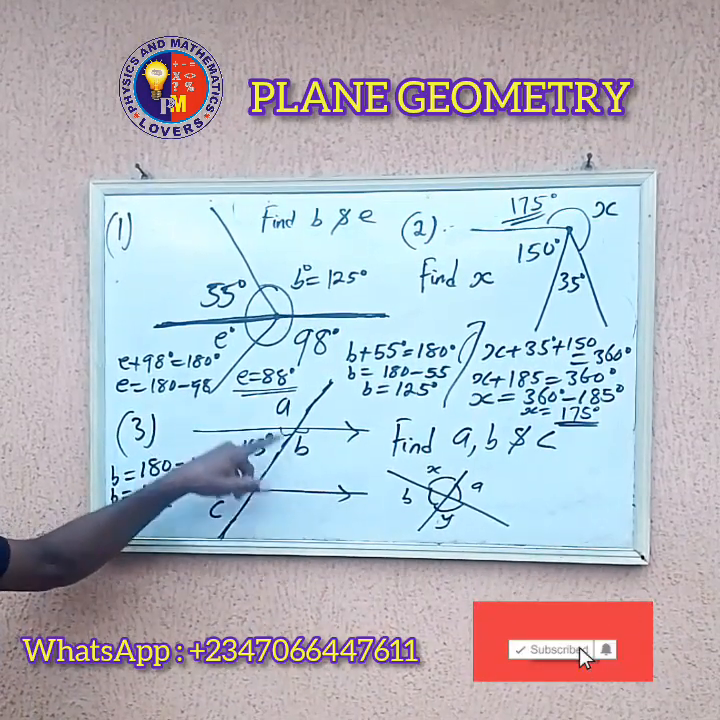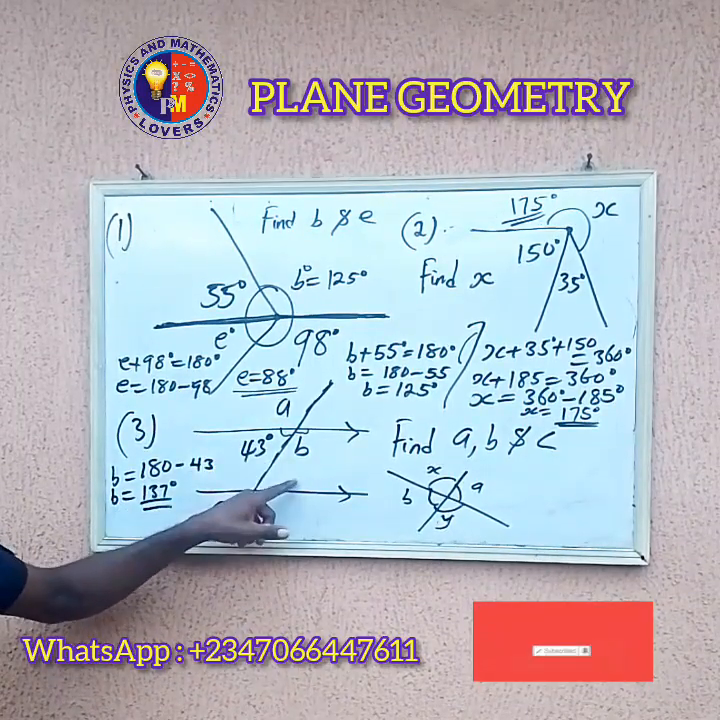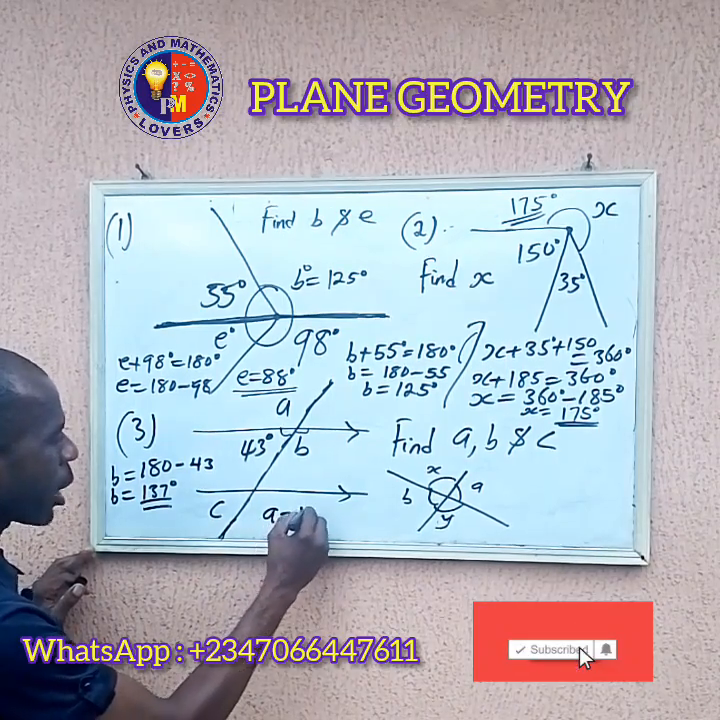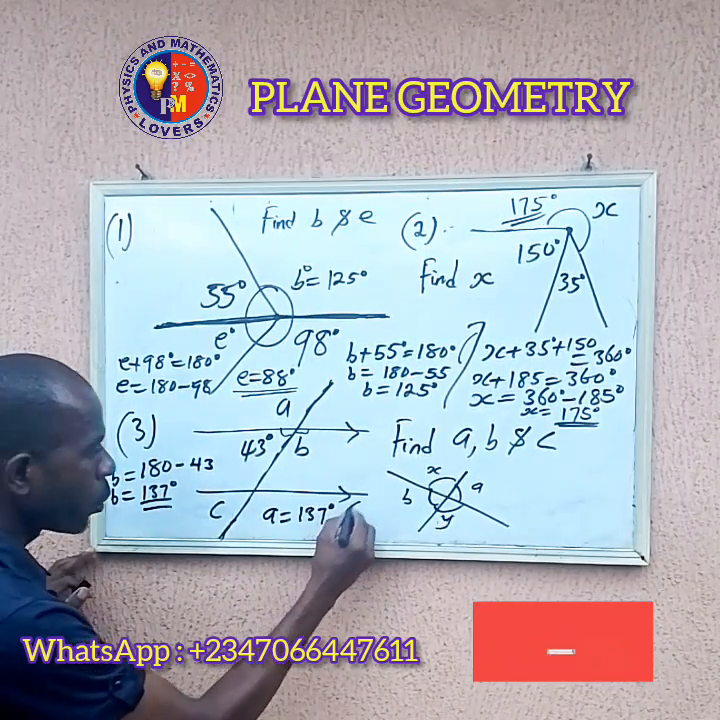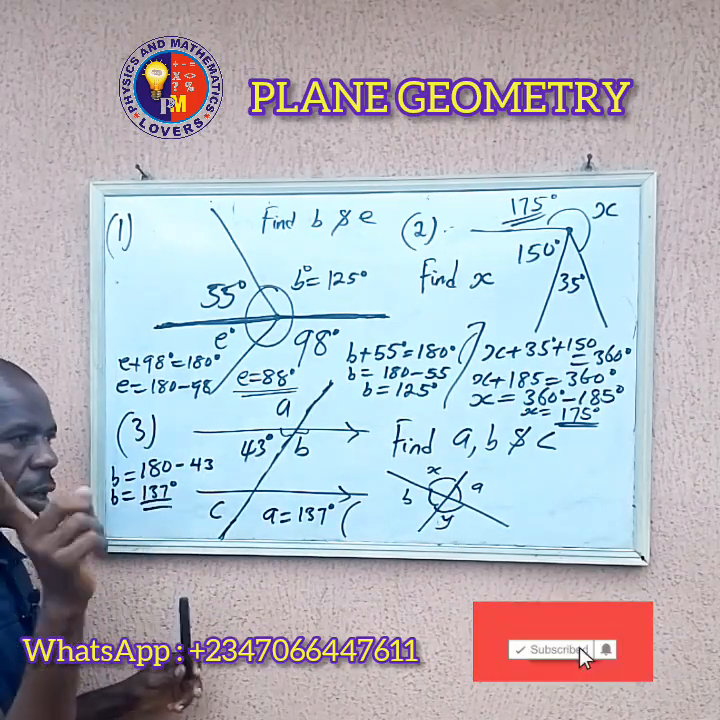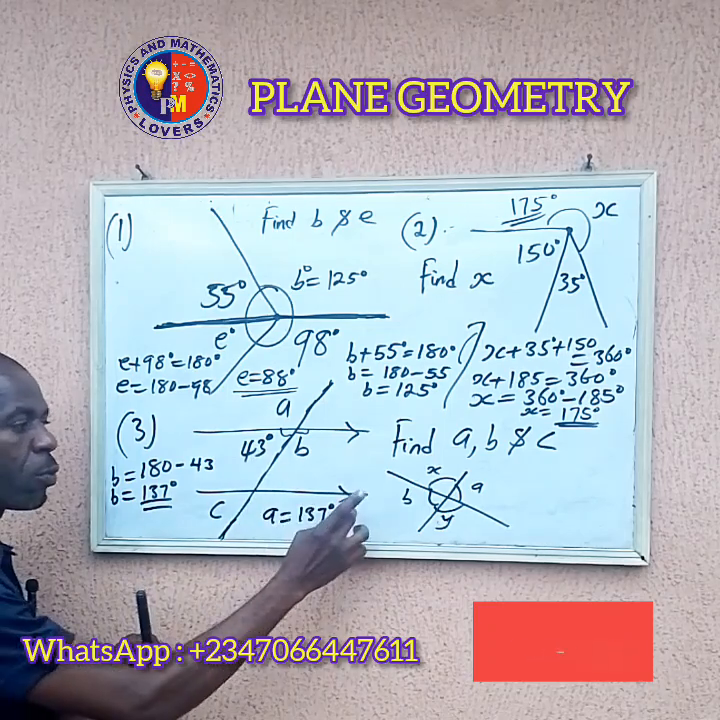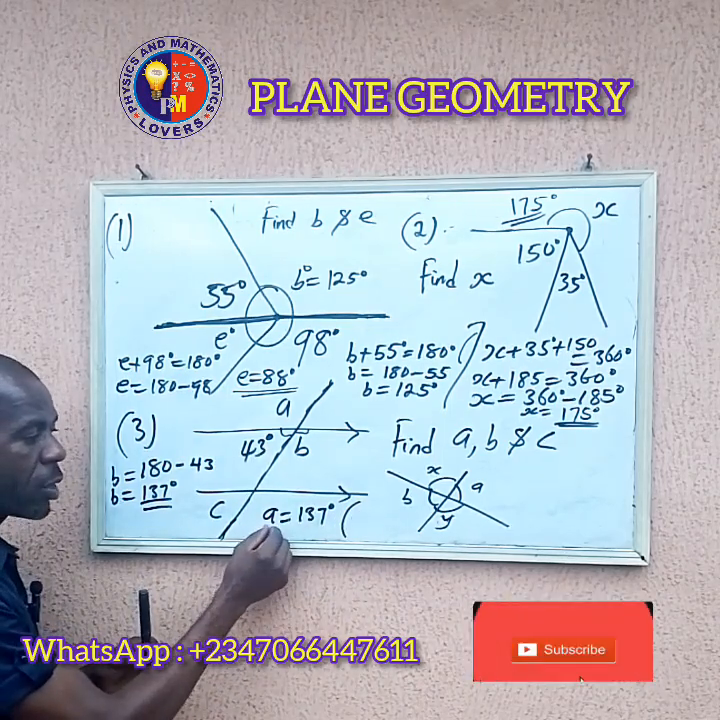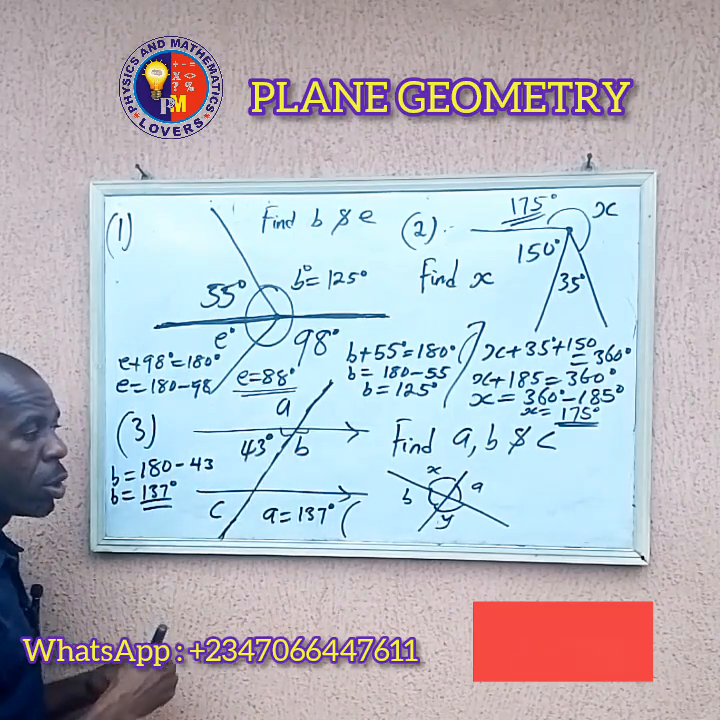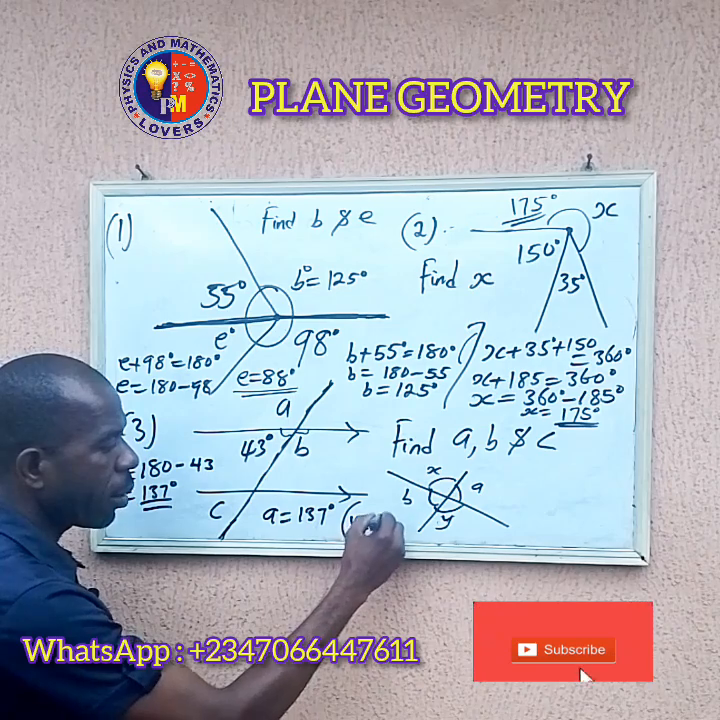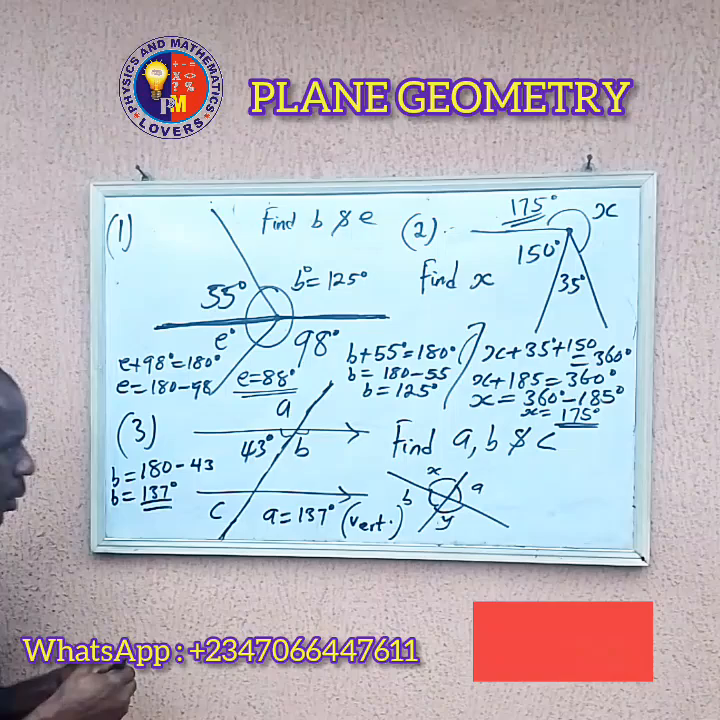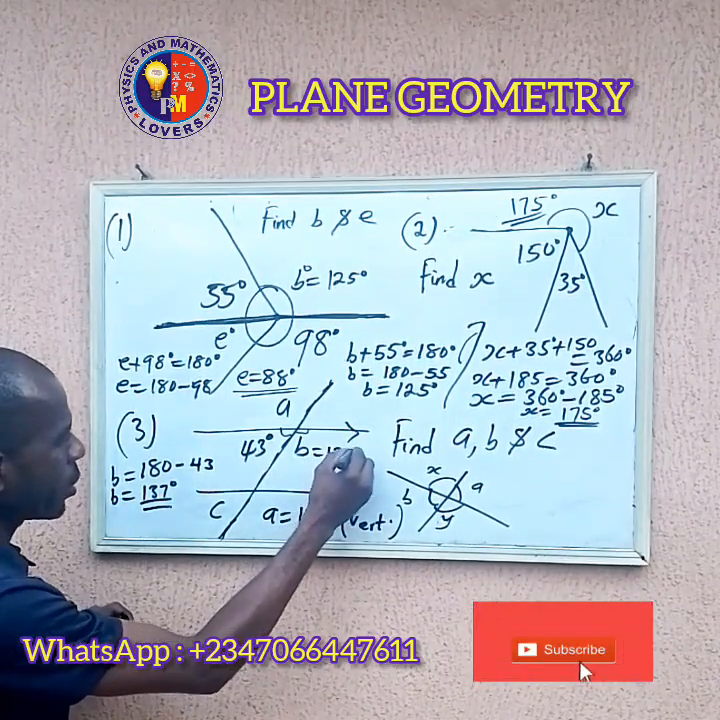So A and B, they are opposite each other. They are opposite angles. So we are going to say A is equal to 137 degrees. You are going to put the reason in the bracket, but because of space here, I don't have where to write it. As a grade 7, grade 5, grade 6 student, you must tell us why you said that A is equal to 137. The reason is that they are vertically opposite angles. You put it there. Then B here is 137 degrees.